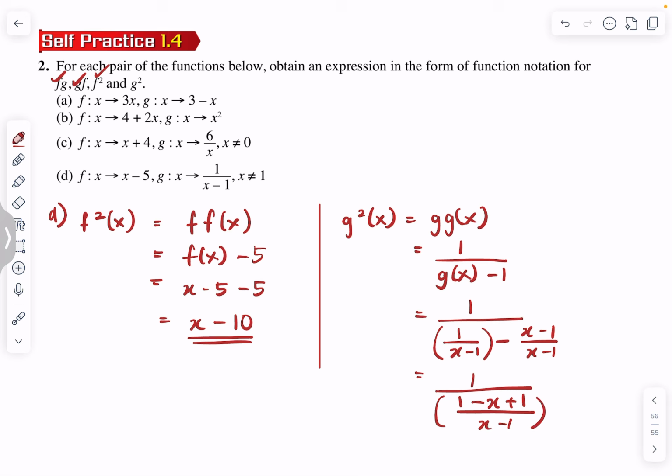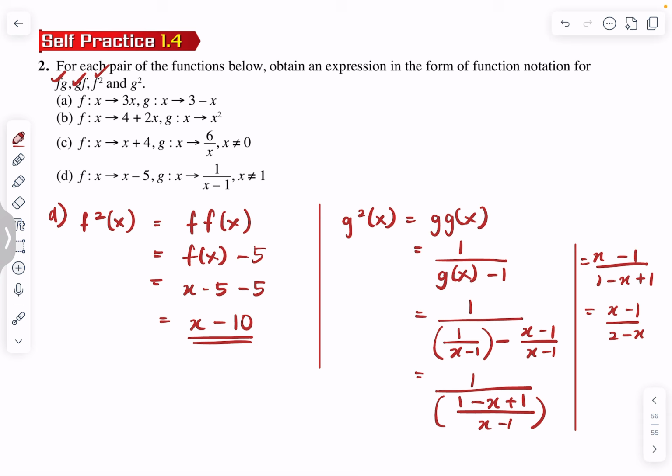So if you have 1 over this, that means it's the inverse of this. Anything with 1 over means it's the inverse. So our answer is x minus 1 over, so this one we flip. So x minus 1 will be on top, and then this one will be in the denominator. Okay, 1 minus x plus 1. So this one we can simplify it. 1 plus 1 is 2. 2 minus x. Okay, then we need to state the condition.